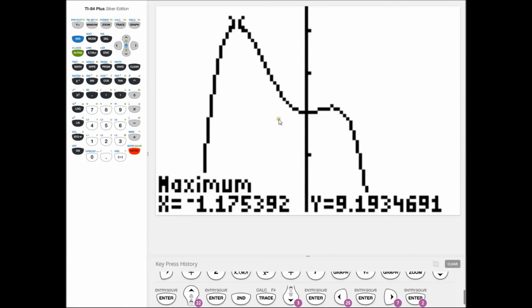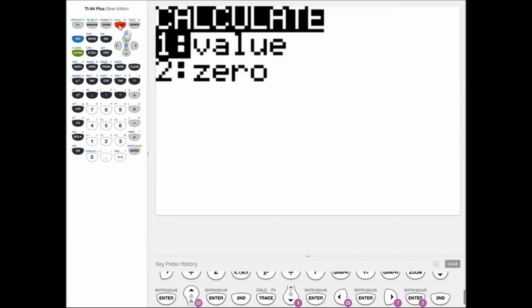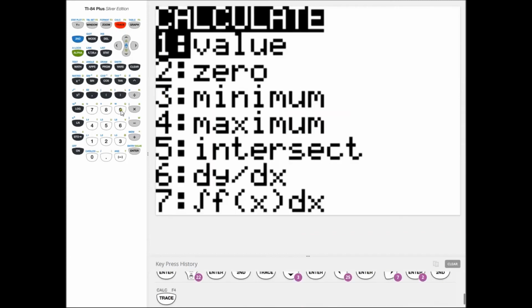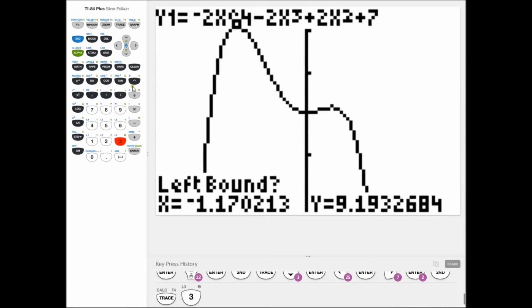To do a minimum, you'll do the same thing. You go back to second calc, and we'll just go down to number 3. You can actually just press the number 3 if you want to for minimum instead of scrolling down. All right, now we're going to go back over where we were. Maybe we should have found that one first instead of scrolling all the way over.